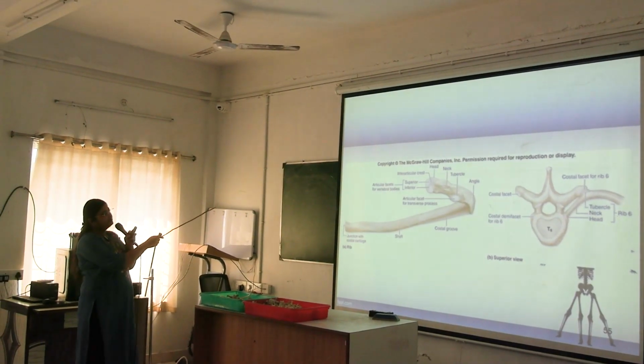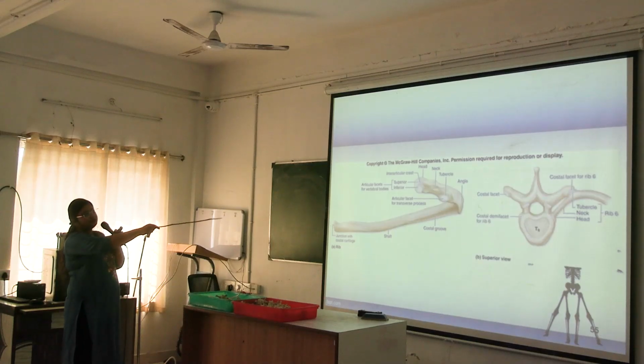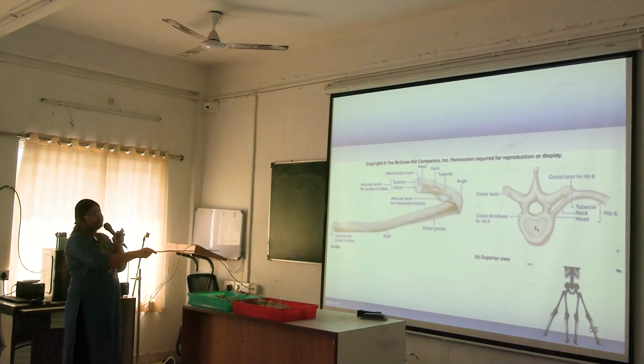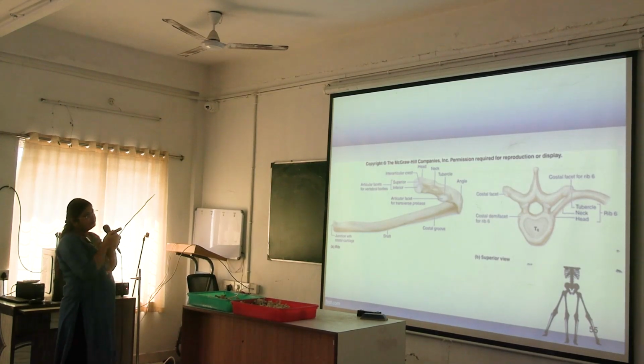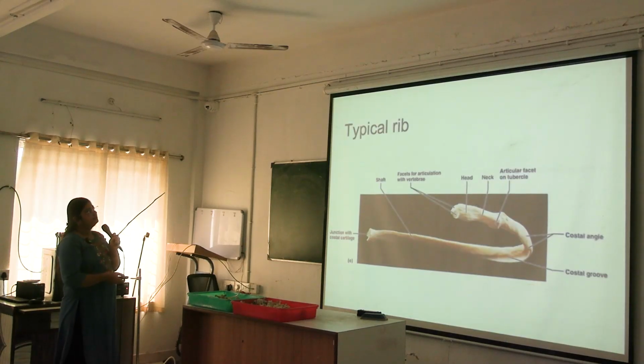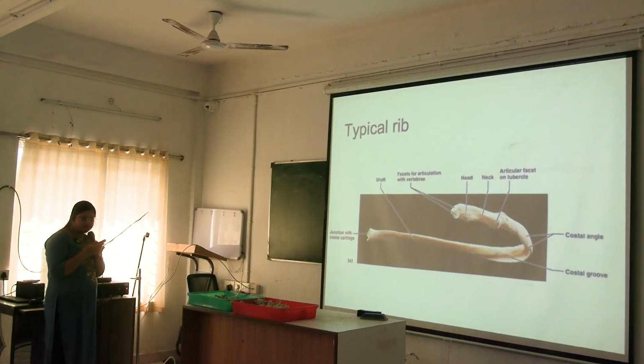Superior and inferior facet, with the crest in between. Here the articulation has been shown: the head is articulating with the body of the vertebra, and the articular part of the tubercle is articulating with the transverse process of the vertebra. The same things have been shown: facet for articulation with the vertebra, head, neck, articular facet of the tubercle, costal angle, costal groove, and junction with the costal cartilage.